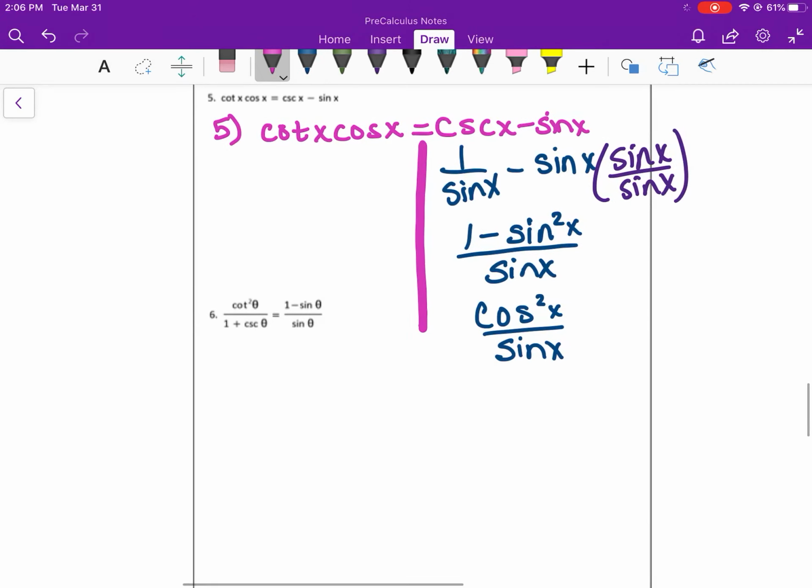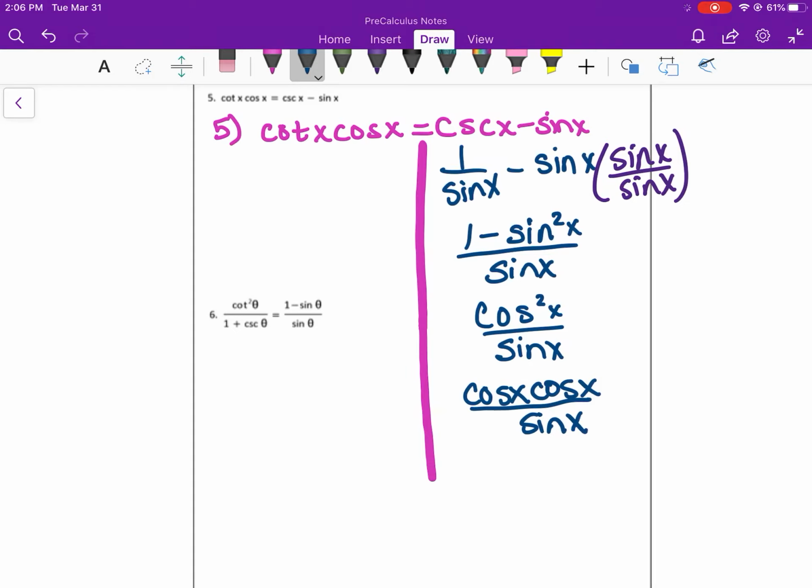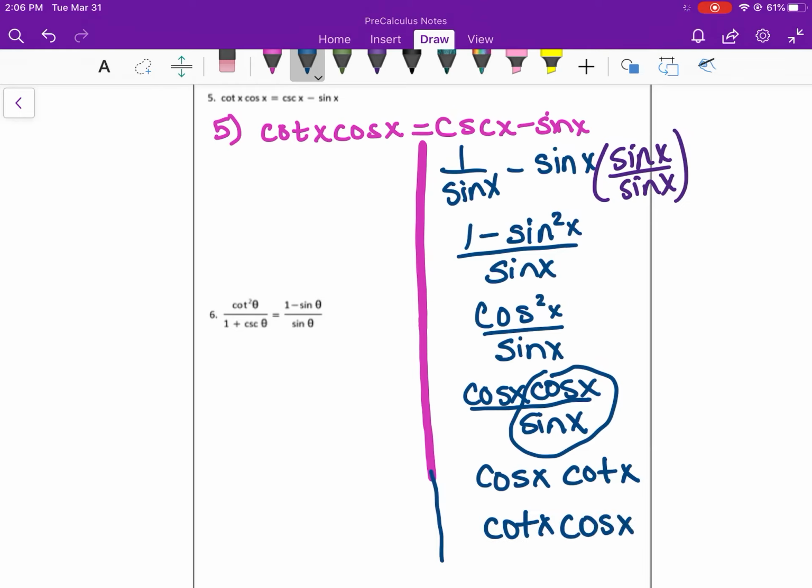Okay, let me continue on here. This number 5 is going to take us a little bit of space. So that's cosine x over sine x. And these two make cotangent. And all I need to do then is commute them, so switch the order of multiplication, and I've got the other side.